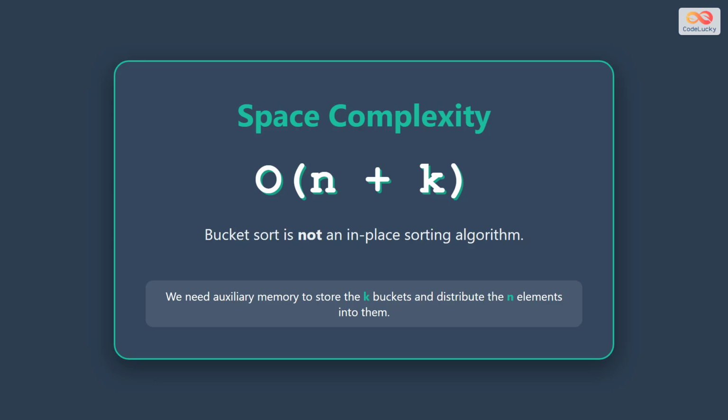Regarding space complexity, bucket sort is not an in-place algorithm. It requires O(n + k) extra space because we need to allocate memory for the buckets and store the distributed elements within them.